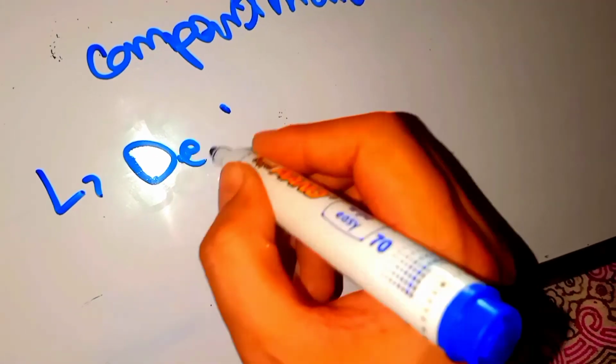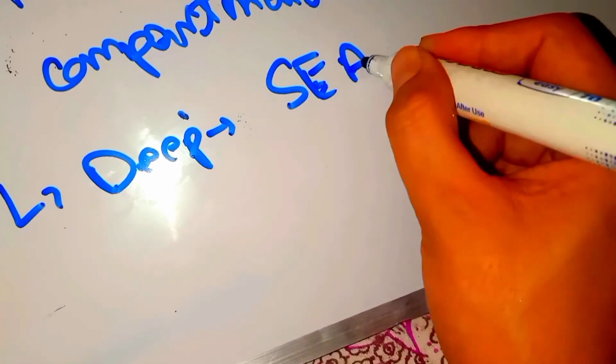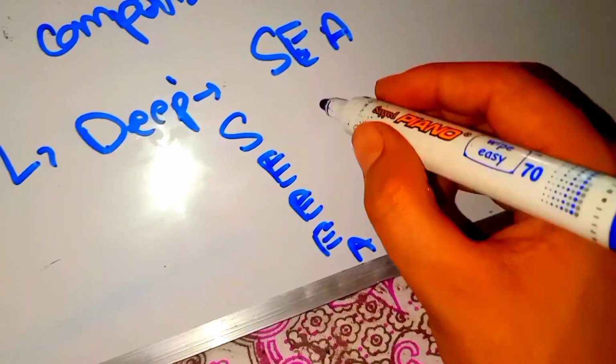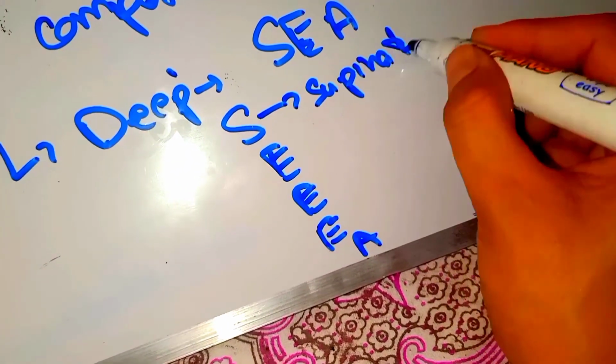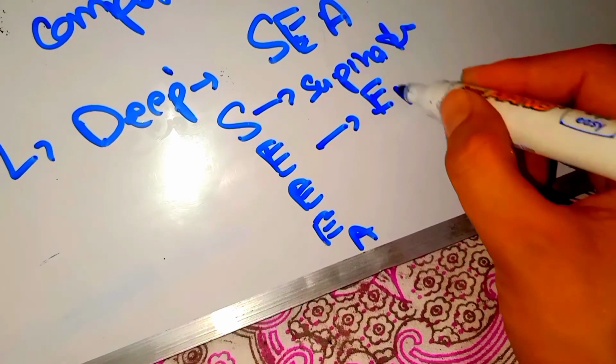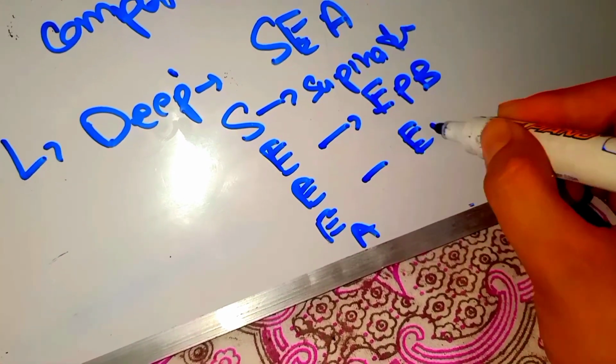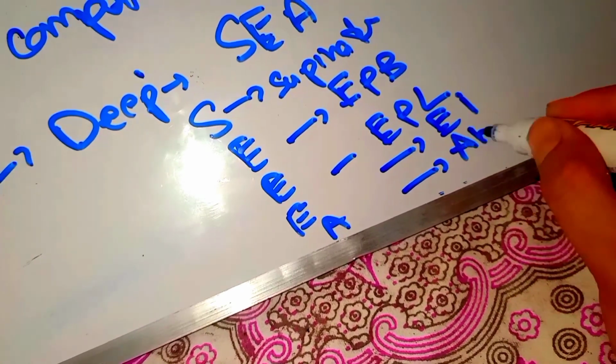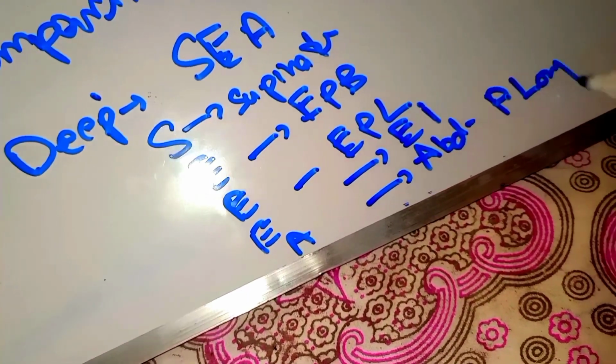On the other end, deep compartment muscles, again you will write SEEEA. S is for the supinator and E is for the extensor pollicis brevis, extensor pollicis longus, extensor indicis, and A is for the abductor pollicis longus.